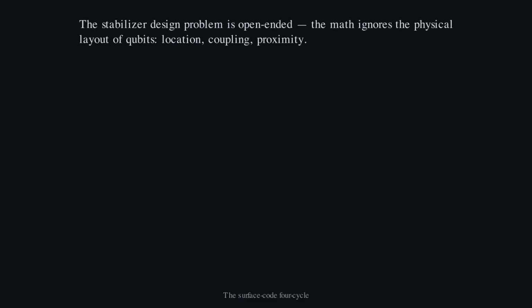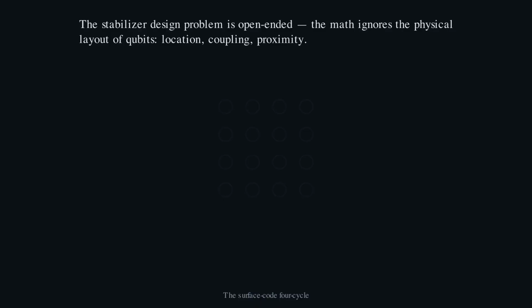So now that we understand what a stabilizer code is, we can start to talk about the surface code. I think the main motivation that we need to understand is that the stabilizer design problem is very open-ended. So it's hard to find stabilizer codes for a given error model. The mathematics of the code design doesn't respect things like the physical locations of qubits or coupling constraints, or maybe even physical proximity of qubits or lack thereof.